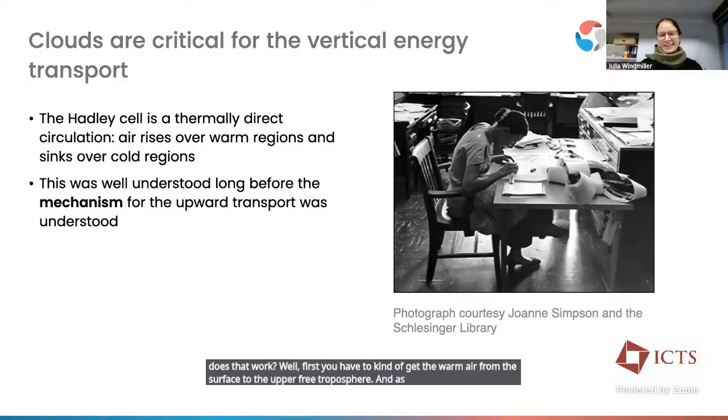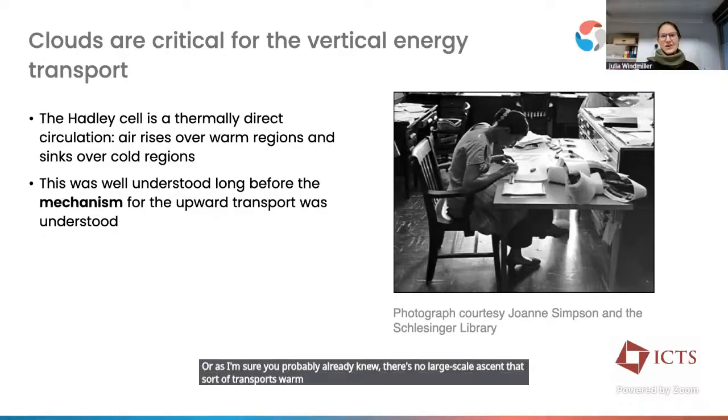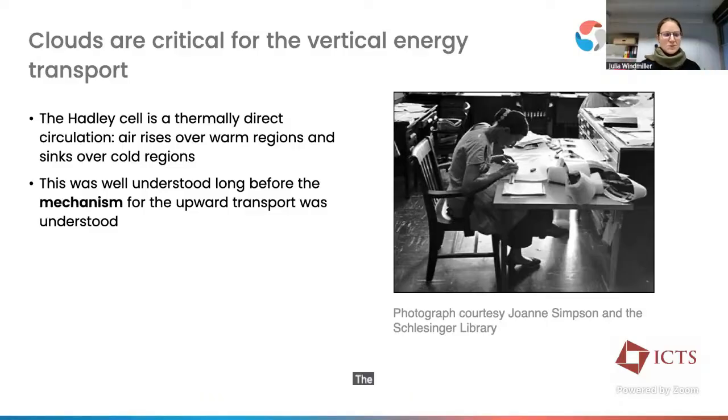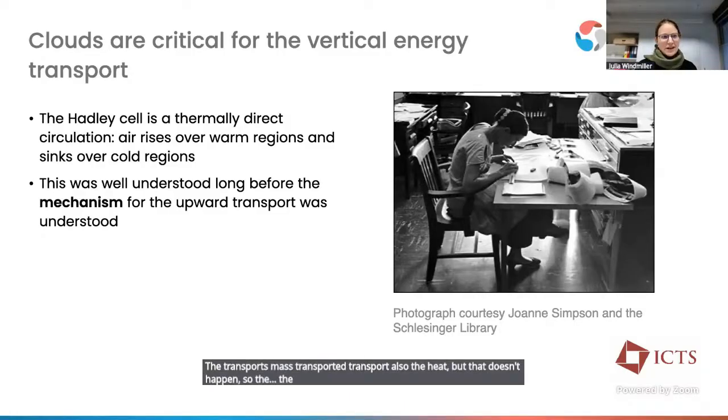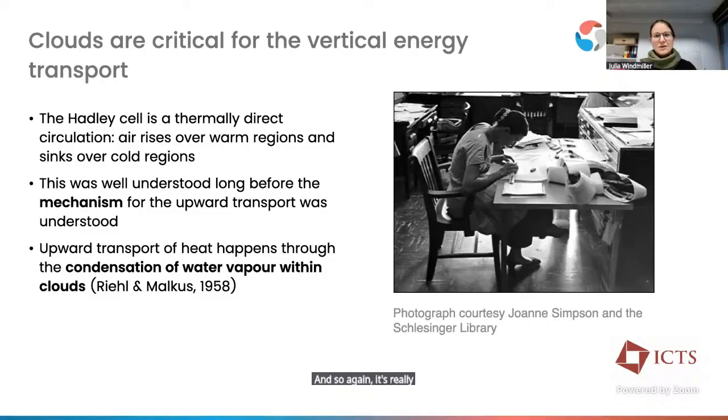And as we just learned, or as I'm sure you probably already knew, there's no large-scale ascent that transports warm air, like if you're boiling water, where you have a large-scale mass transport that also transports the heat. But that doesn't happen. So the rising motion happens within the clouds. And what was shown is that what really heats up the upper troposphere is again the clouds, the condensation of water vapor that happens within the clouds. So again, it's really the clouds that matter here.